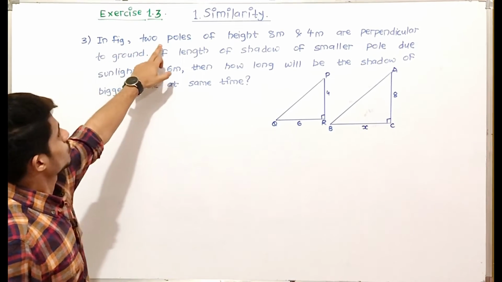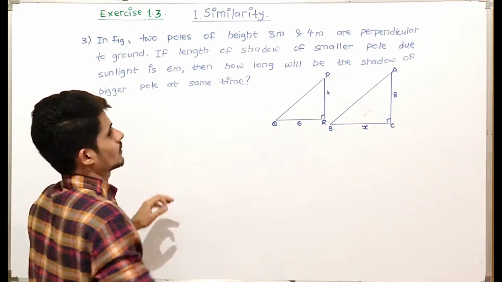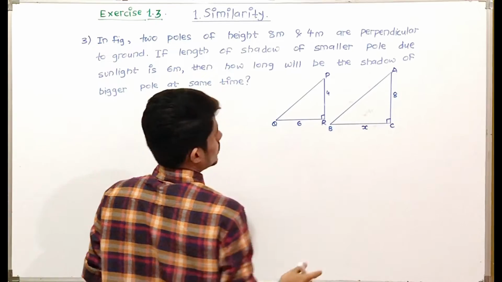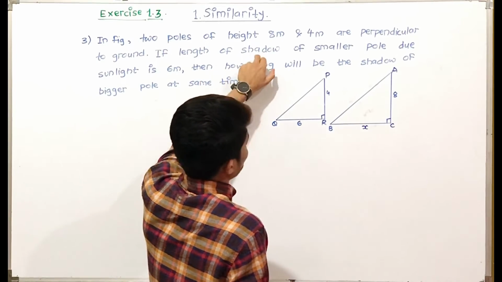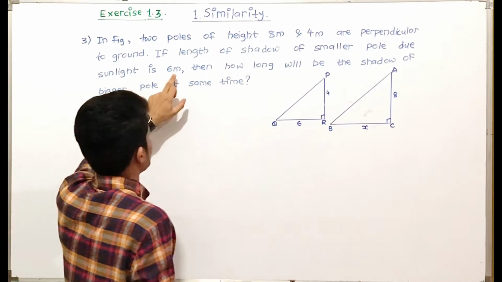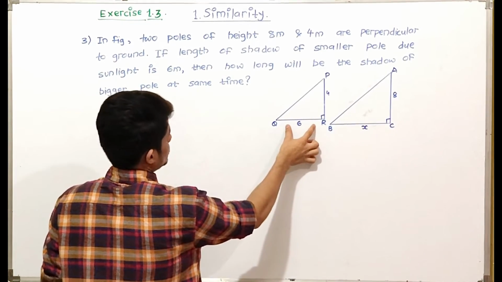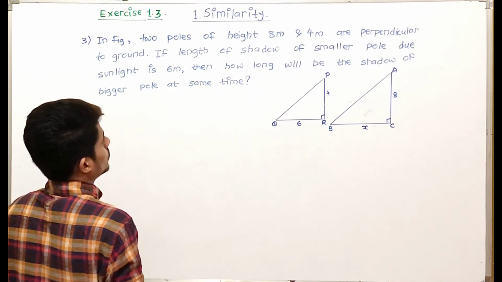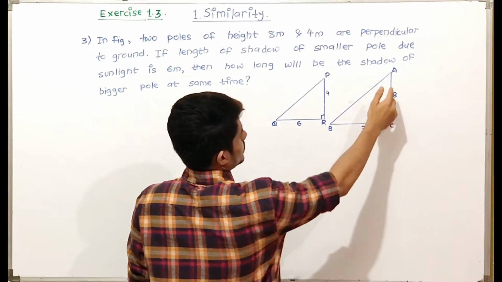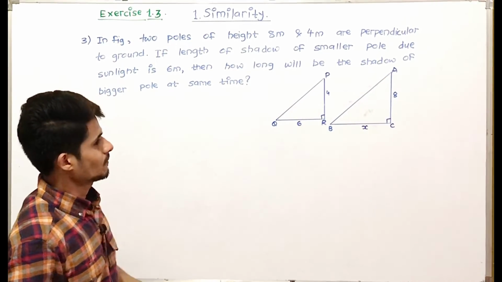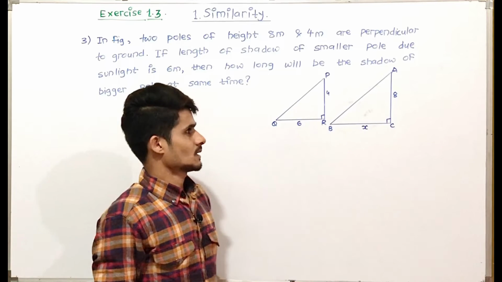In the figure, two poles of height 8 meters and 4 meters are perpendicular to the ground. If the length of the shadow of the smaller pole due to sunlight is 6 meters, then how long will be the shadow of the bigger pole at the same time? That means we have to find the value of BC.